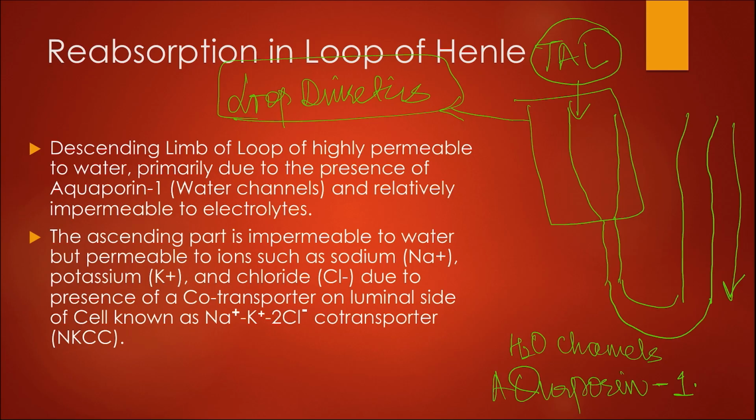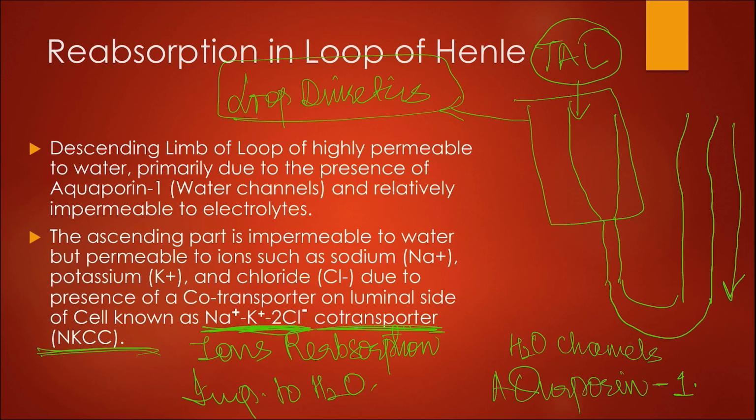But if we look at the ascending part, it is the opposite of the descending part. It allows ion reabsorption. It allows reabsorption of ions but is impermeable to water. Mainly in the thick ascending limb of the loop of Henle, this ion reabsorption is possible with the help of a cotransporter or symporter known as the sodium potassium 2 chloride cotransporter.